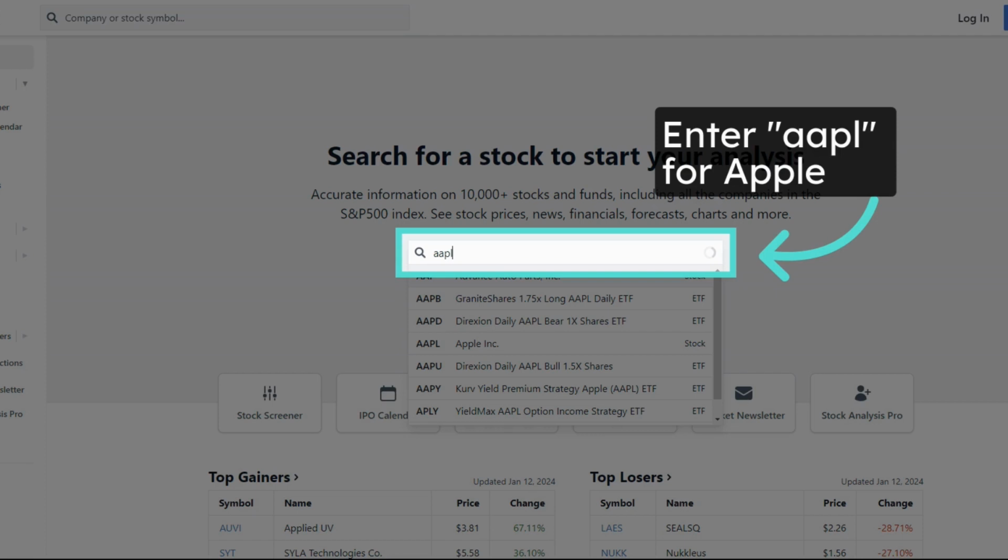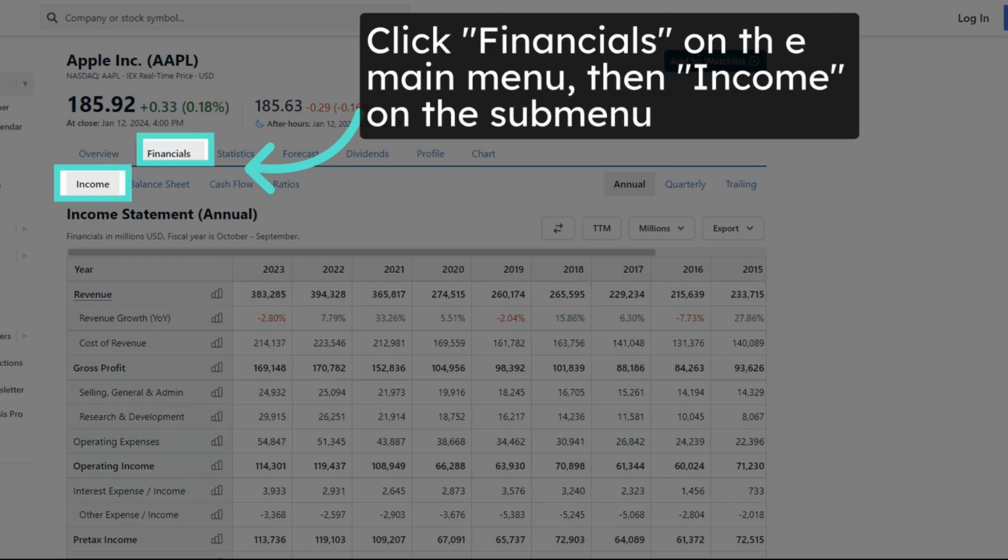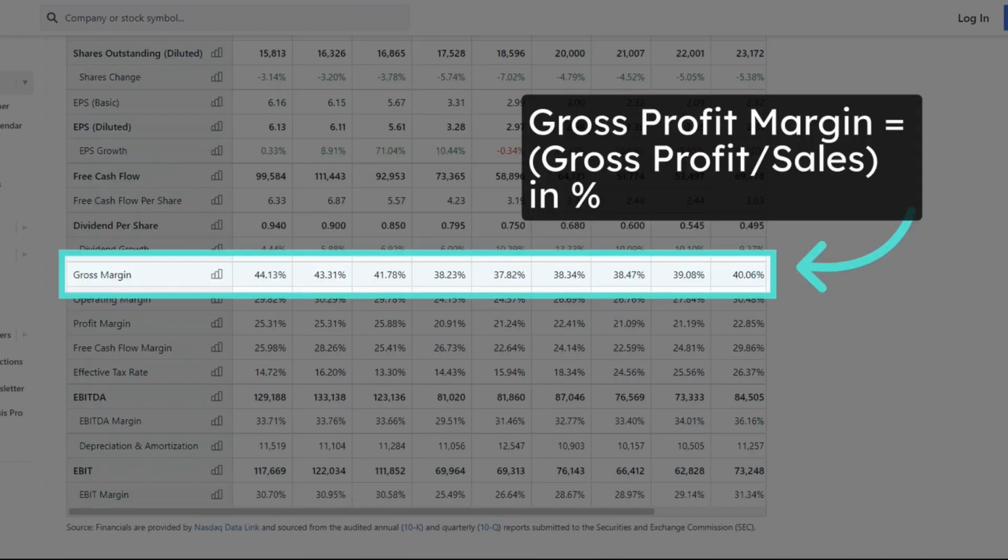Here, I've entered AAPL in the dialog box of the website. Then after choosing Financials in the main menu and Income in the sub-menu, the income statement is shown on the screen. Towards the bottom of the income statement, you will see the profit margin measures. We use the term gross profit margin to indicate gross margin expressed as a percentage of revenue or sales.